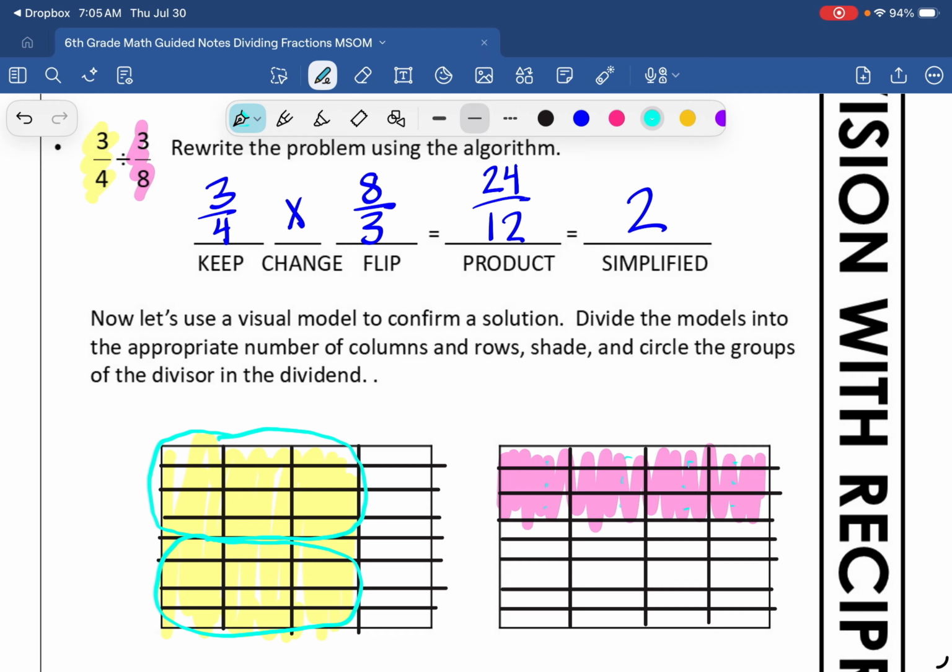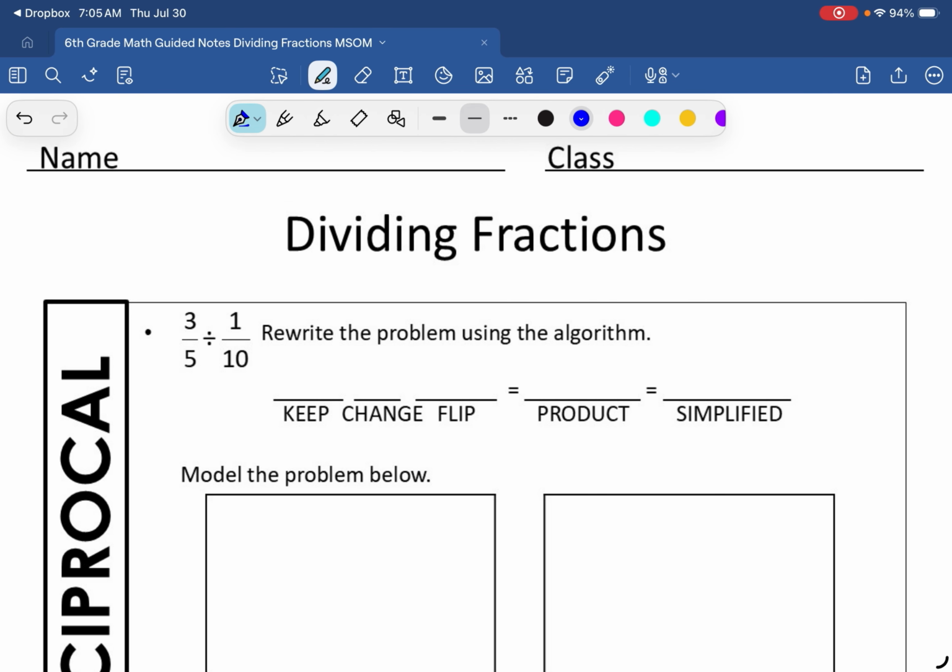So I also got 2, which checks with my algorithm. 3/5 divided by 1/10. Rewrite the problem using the algorithm. So we keep the first fraction, change the division to multiplication, and flip the second fraction. Now that would be 10 over 1. I could just write 10, but we'll write 10 over 1.